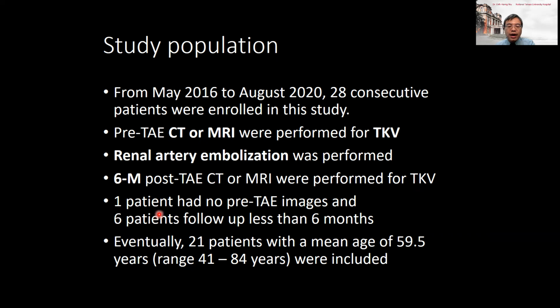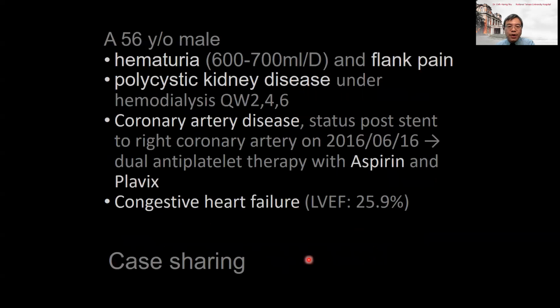Finally, 1 patient had no TAE image, and 6 patients with follow-up of less than 6 months were excluded. Eventually, 21 patients with a mean age of 59 years were included in this study. We make an example for this study population.